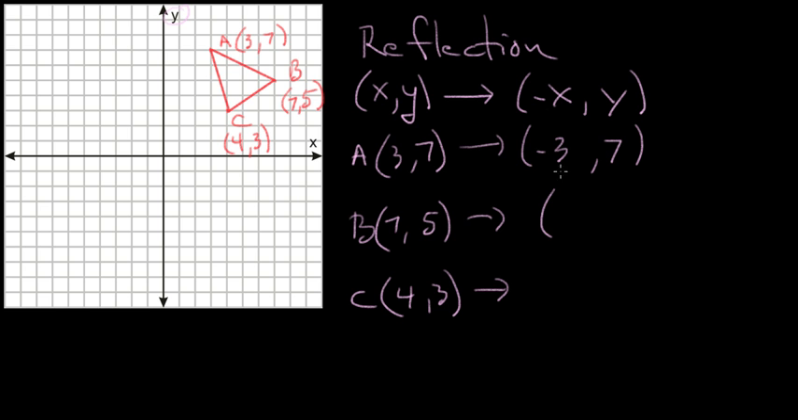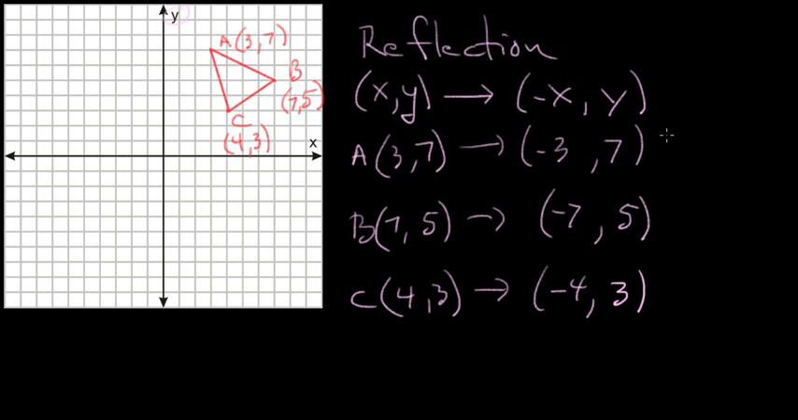X is 7, so x becomes negative 7. And y stays the same. X is 4, x becomes negative 4. And, oops, sorry about that. I actually have an eraser on this thing. Isn't that amazing? So negative 4 and 3, because y stays the same.